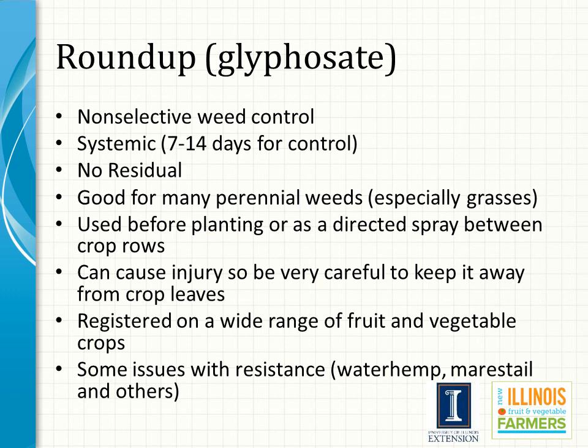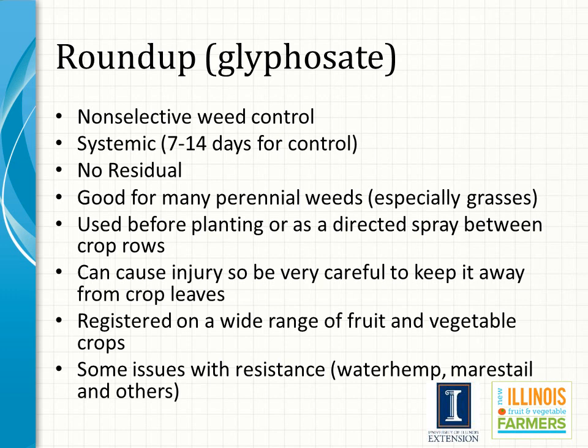So Roundup does provide non-selective weed control, meaning it controls a broad range of plants. It is systemic, therefore it will move from the leaves down into the root of plants and provide control. And because of this, it takes around 7 to 14 days visually to see control of plants. It has no residual activity and only affects plants that have emerged leaves at the time of application. It is good for many perennial weeds, especially grasses, since it is systemic and it will move down to the root system of plants.